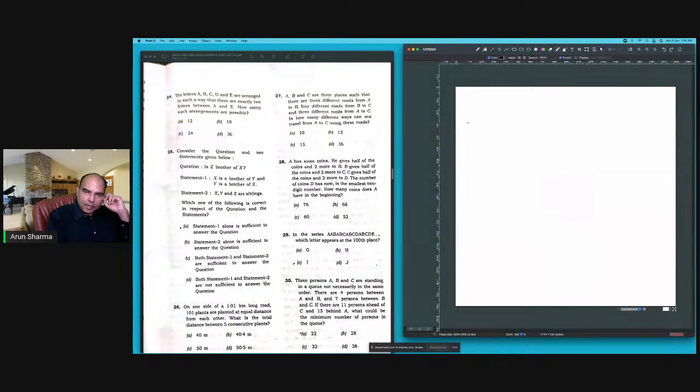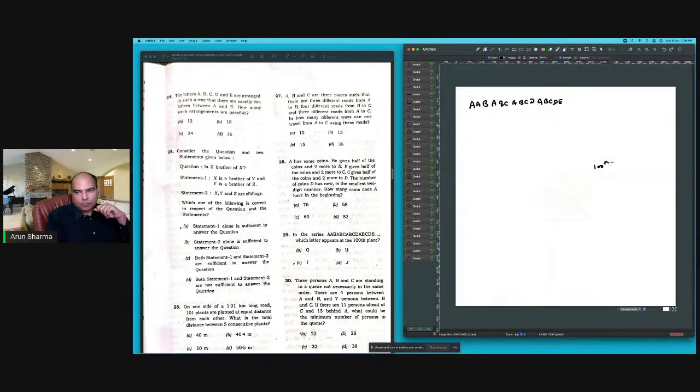Next, in the series AAB, AC, ABC, ABC, D, ABCD, which letter appears in the 100th place? We have a triangular numbers type of question. What's happening here is, just think about this as these boxes.